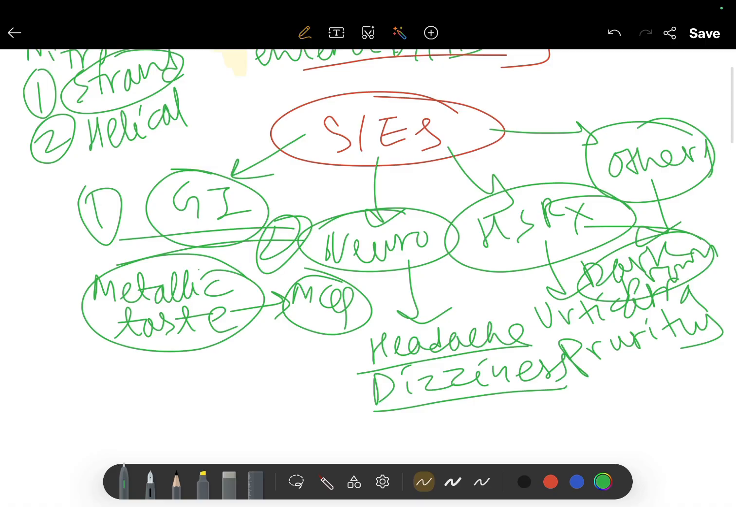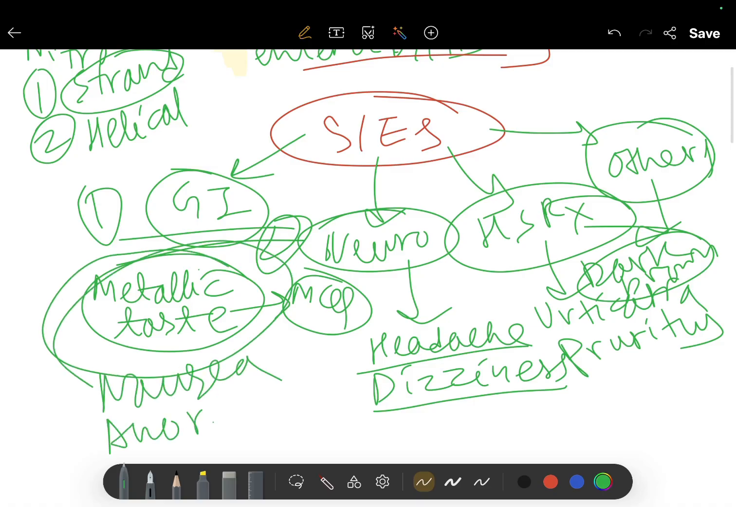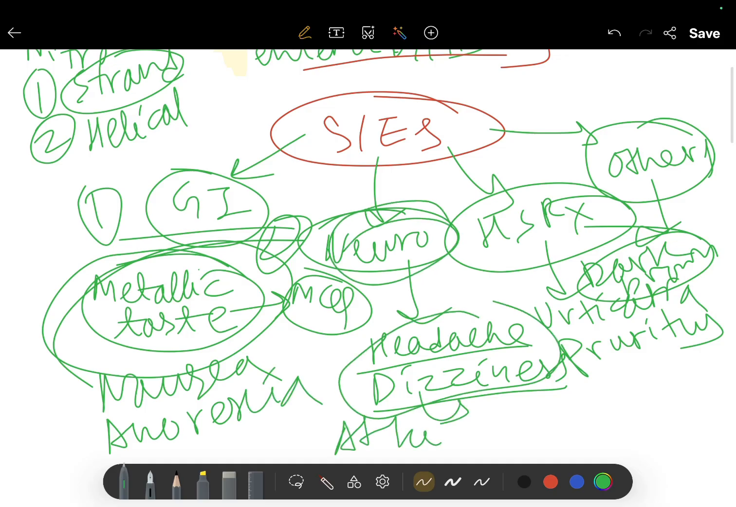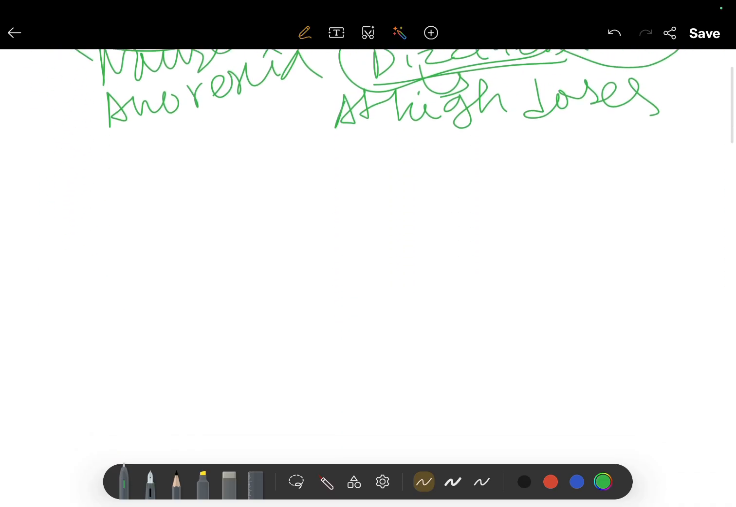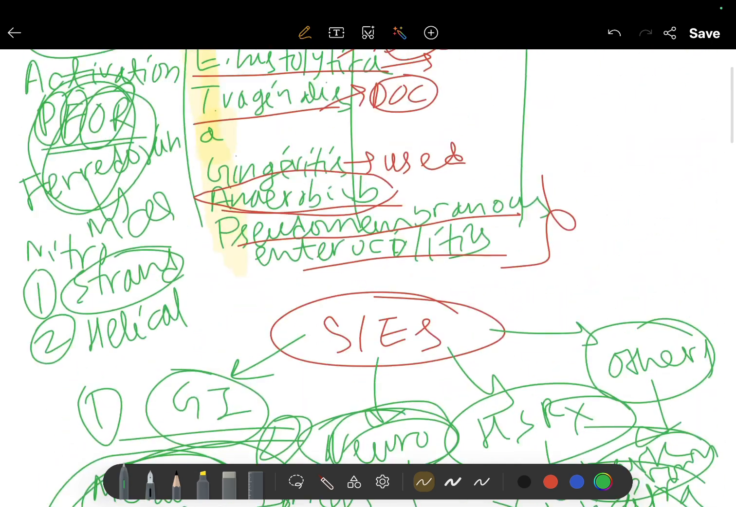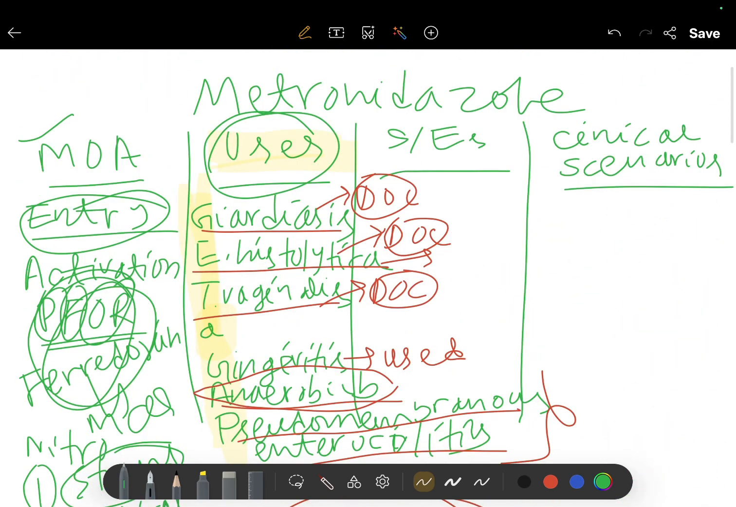GI, you have to remember this metallic taste, and others are nausea, anorexia, abdominal cramps. Neurological, headache, dizziness, but at high doses, you have to remember that point, seizures can occur, neuropathy can occur, peripheral neuropathy. Then hypersensitivity reaction, urticaria and pruritus, and others are dark brown discoloration of the urine. That is harmless. So we have discussed the mechanism of action, uses, and side effects.